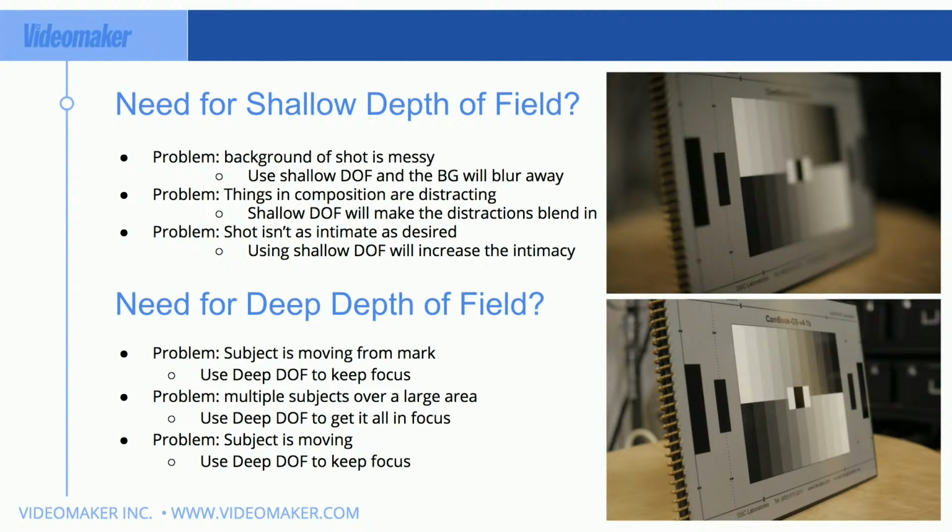So another problem, multiple subjects over a large area. This is that football game, right? I'm going to need to get Tom Brady or Aaron Rodgers as in focus as I can, but I'm also wanting to make sure that the receiver, when they get the ball 30 yards down the field, is also in focus when I am following the football to them. It's very hard to keep a really shallow depth of field.